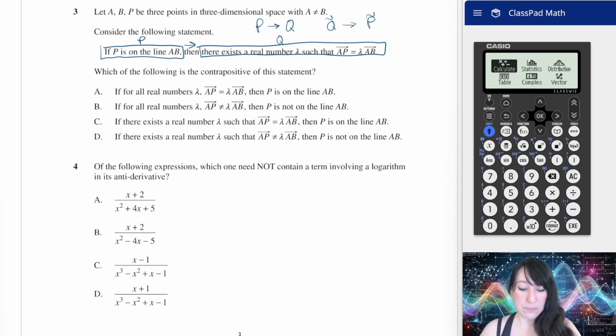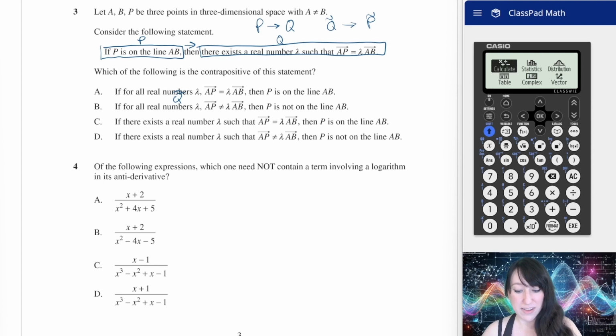But in part B, it says if for all real numbers lambda, vector AP is not equal to lambda times the vector AB, that means there does not exist a real number lambda such that that's true. So this first part is equivalent to not Q. And of course, we need then not P. What's the opposite of P is on the line AB?